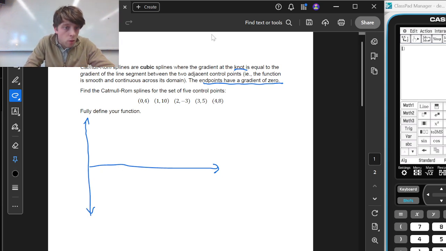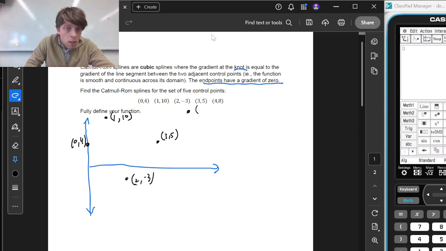So this point here, (0, 4), is going to be somewhere here. So let's say that that is (0, 4). (1, 10) is going to be somewhere up here. So that's (1, 10). And then we have (2, -3), so that might be down here somewhere. So (2, -3), let's say that's there. (3, 5) is going to be, let's say, here. So (3, 5), and lastly (4, 8) is going to be about here. Okay, so we've got our points labeled there.